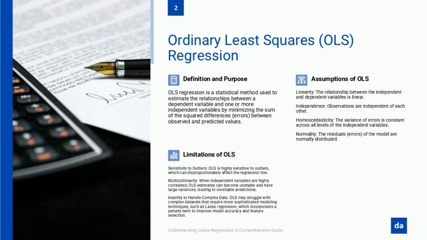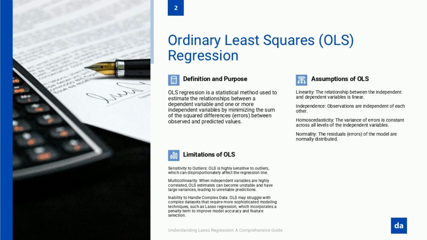If regression models were cars, OLS would be the classic sedan: reliable, widely used, but struggling when the road gets rough. So what exactly is OLS? Think of it as a way to draw the best fitting line through your data points. The idea is simple. OLS finds a line that minimizes the sum of squared errors, SSE, basically the difference between what your model predicts and the actual values.